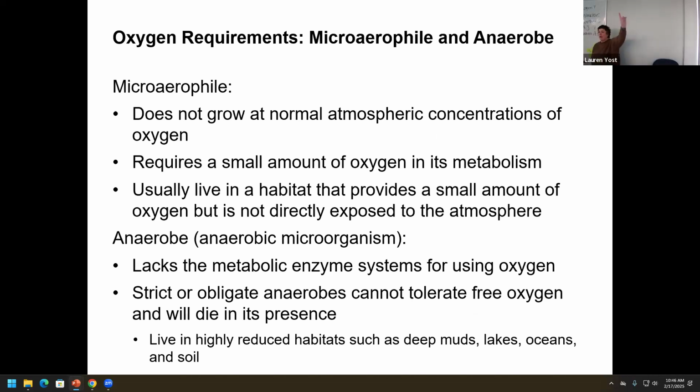So we've got our aerobes that need oxygen. We've got our facultative anaerobes. They can be without oxygen, but they can use oxygen too. They switch between. We have microaerophiles. These guys just don't need as much oxygen. Microaero, small oxygen. And then our actual anaerobes, pure anaerobes.